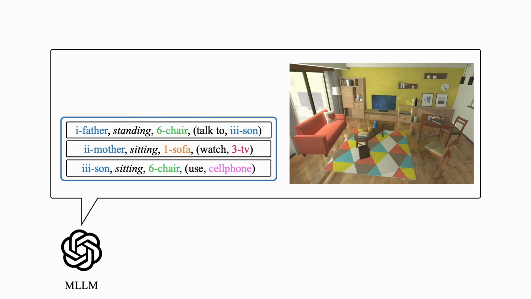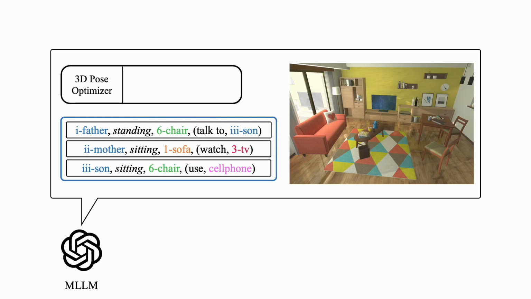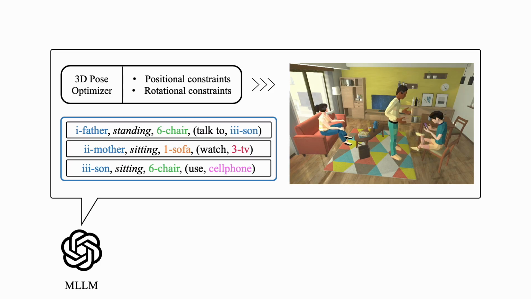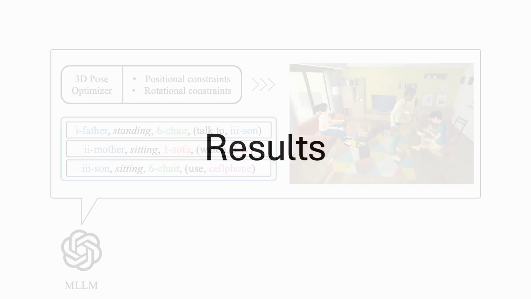We further designed a 3D pose optimizer that takes into account the generated textual activities and the scene semantics, considering the characters' positions and rotations to place their 3D poses in the scene accurately. We showcase 3D animations of generated activities within indoor environments of different types and scales.